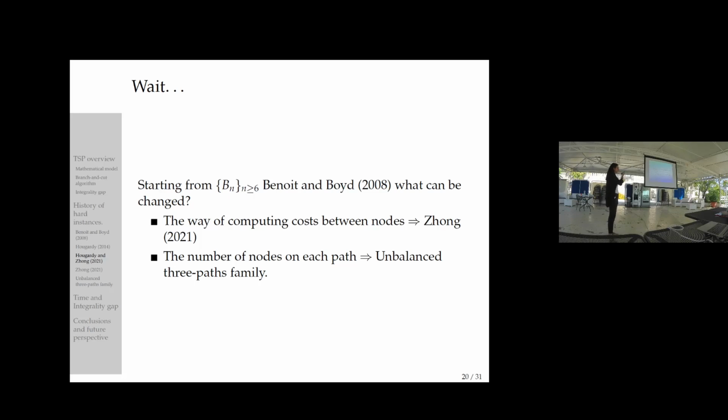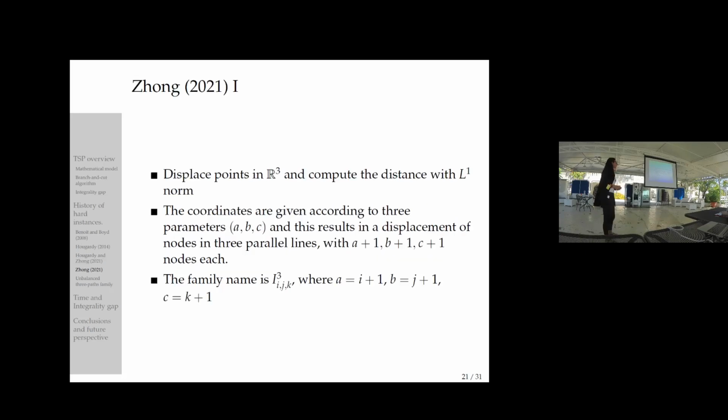Of course, not only this thing is in his paper, which you can also find on arXiv, but a lot of other things, and this is just a part of his work. So let's start with the paper provided by Zoeen. The idea is to displace points in R3. So now we have the Euclidean space, and we compute the distance with the L1 norm. So these are the rectilinear TSP instances.